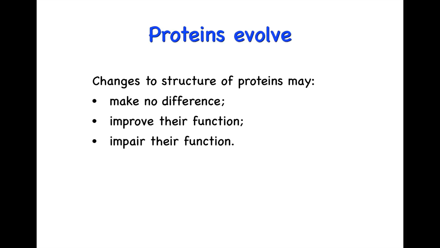And that's because anybody carrying a disadvantage is less likely to survive. So for a mutation to be passed on from parent to offspring, it has to occur in a germ cell. So that's an egg or a sperm. If it occurs in any other cell, it's not passed on.